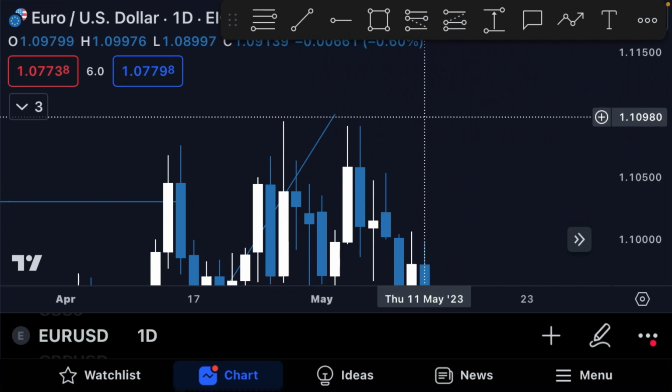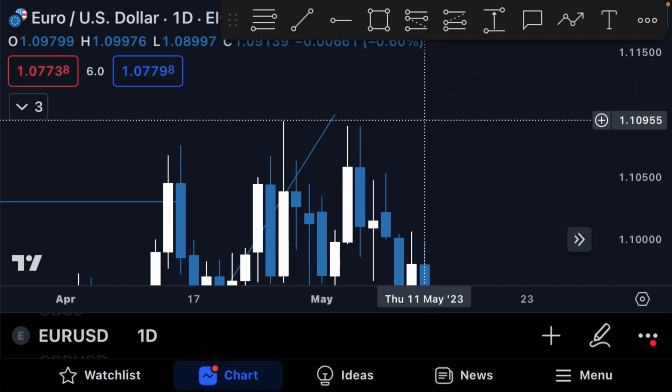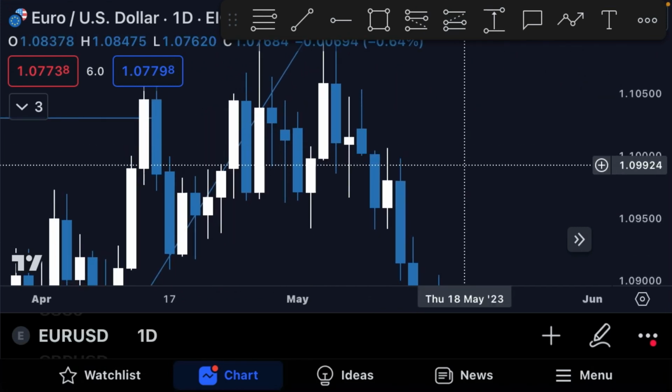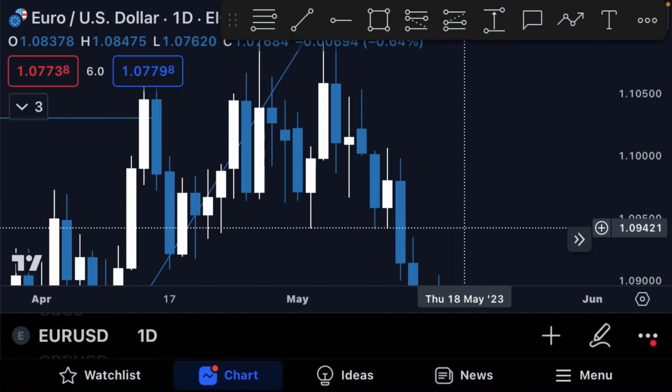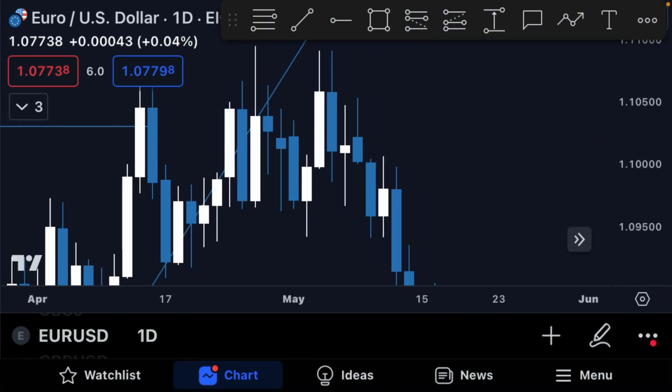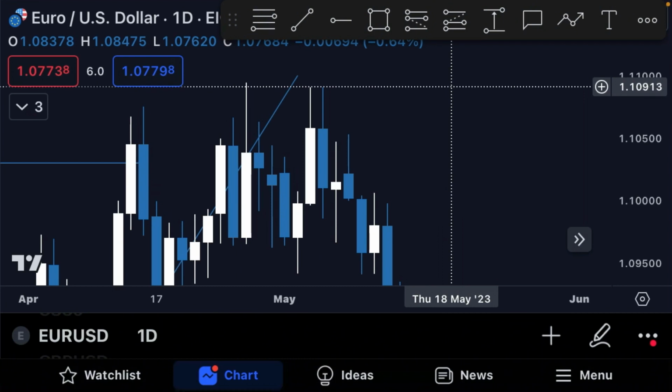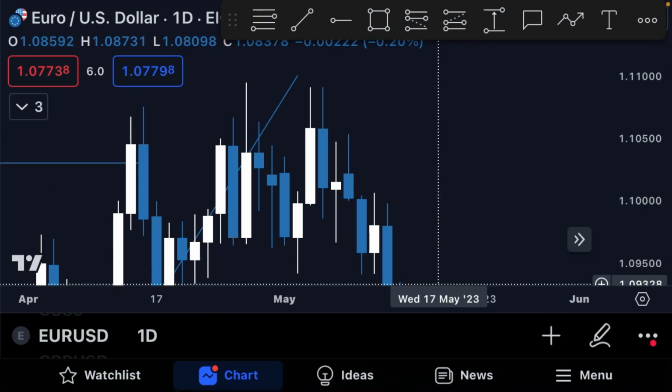Let's say this is the last one, this is just the last one. Then we're looking for that 3 candles down. We saw 1, we saw 2, and we saw another one up again. And after that we had 1, 2, 3.